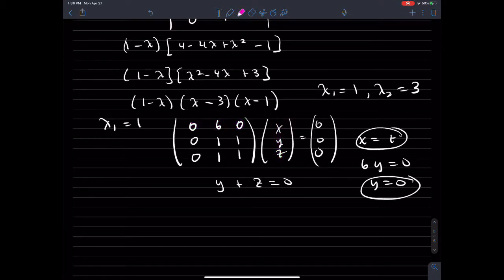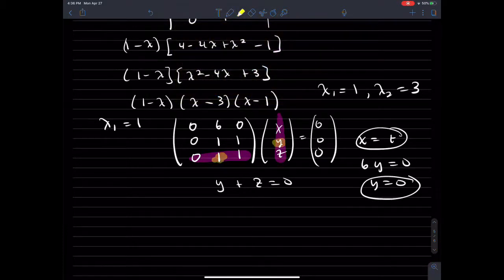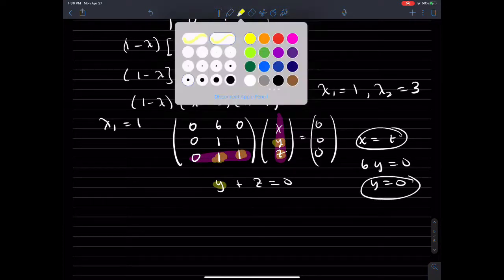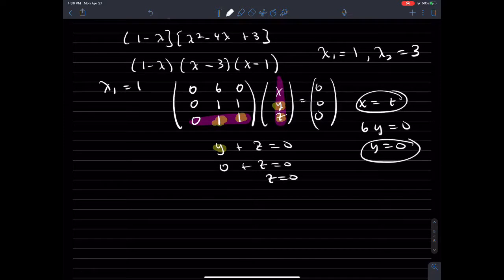Let me show you where I got that. Doesn't matter first or second. Here and here. We can see it now, hopefully. This times this is x, this times this, when I'm dot producting them. And so y is 0, right? So 0 plus z equals 0. So z is 0.